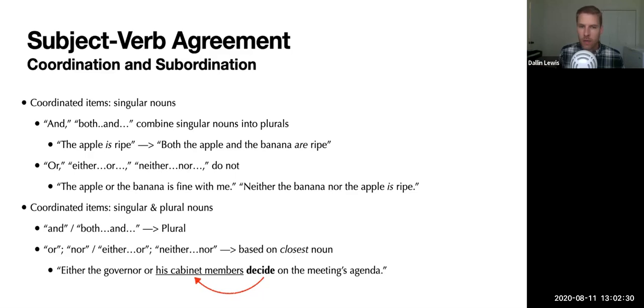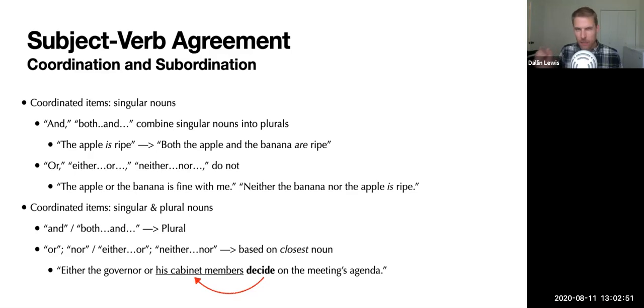Now, or and nor, however, do not combine. They coordinate single items while keeping them singular. In that case, if you are coordinating 2 separate singular items, you will not make it plural. The apple or the banana is fine with me. Neither the banana nor the apple is ripe.